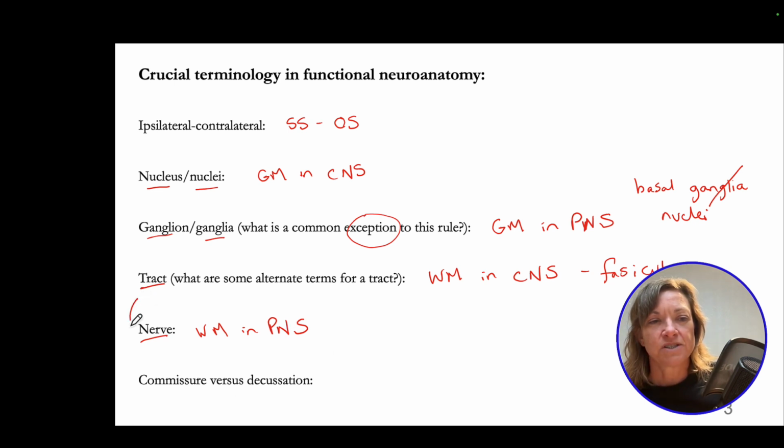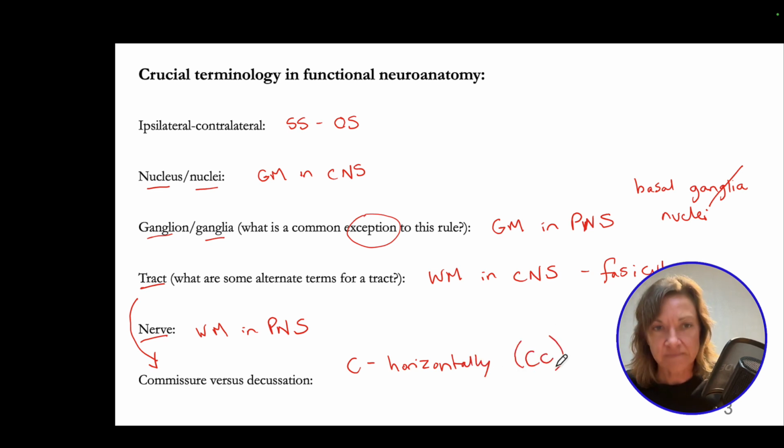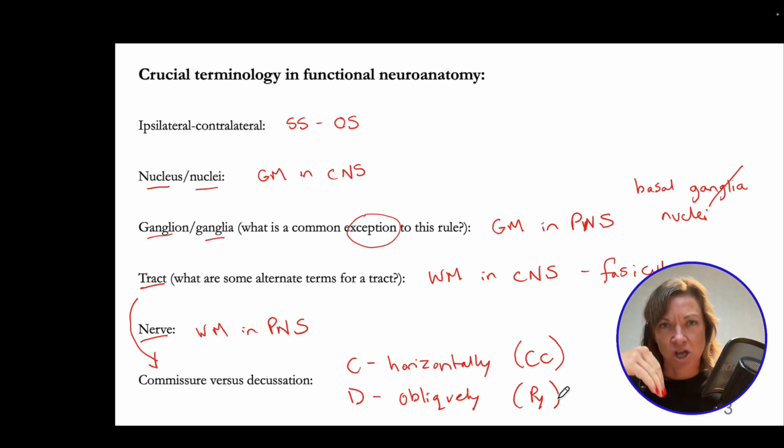One little thing when we talk about tracts, this little subtlety, is a commissure versus a decussation. And so it's a subtle thing. A commissure is a white matter tract that crosses the midline almost horizontally or transversely. So it crosses from side to side, like the corpus callosum, the best example of a commissure. A decussation crosses obliquely. And the one I think of is the decussation of the pyramids. Right? So it crosses the nervous system on an angle.